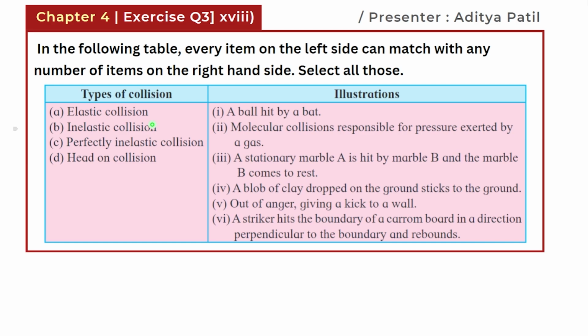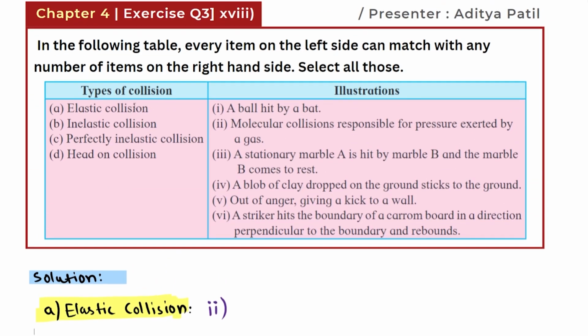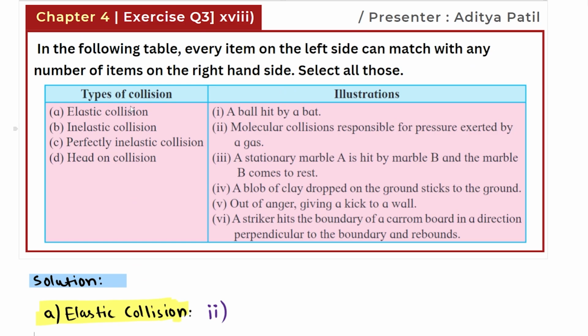The only practical scenario where this condition is satisfied or is possible is when we look at the molecular or the micro stuff. So atomic collisions or molecular collisions, in those cases this is true. And the only illustration that satisfies this condition is the molecular collision that happens in gases. So if we were to represent the illustration for elastic collision, it has to be the second illustration.